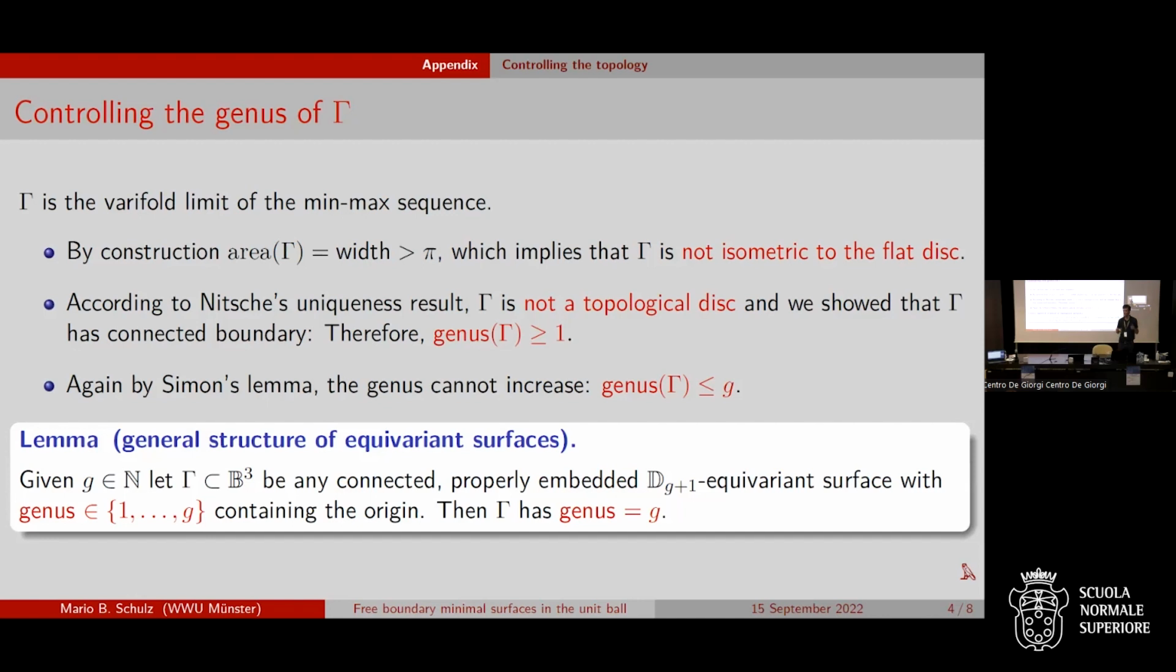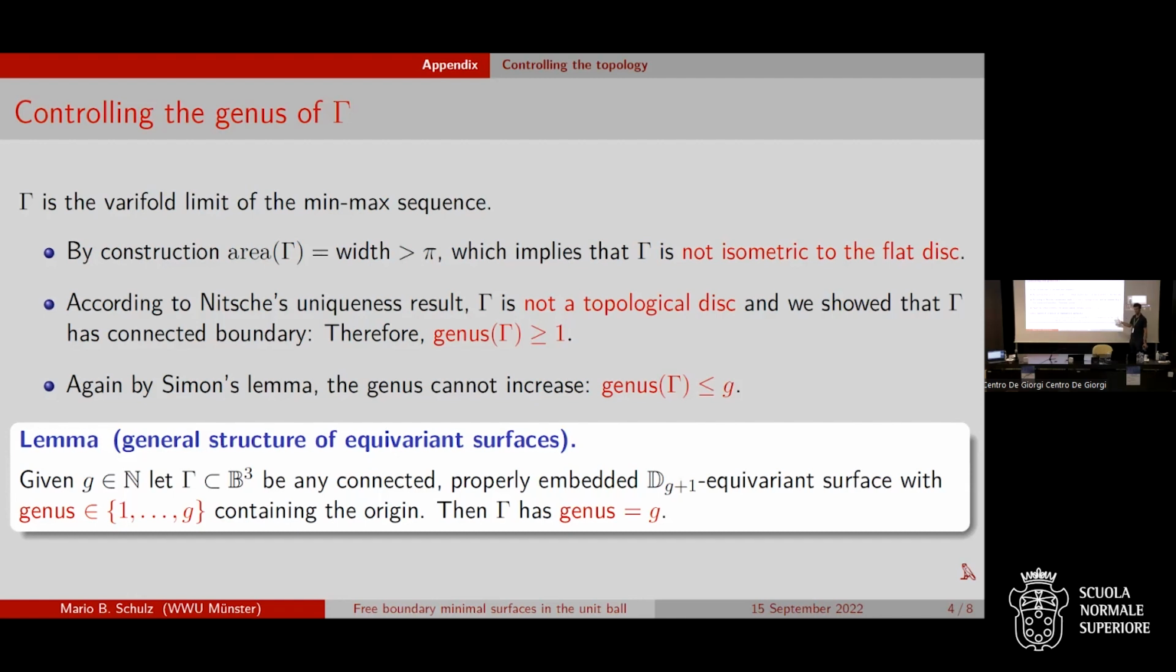Decorative handles in our sweepout would have disappeared in the limit. And that's a good thing, right? Because if we had done that, they shouldn't be there in the limit. So imagine our sweepout had very small decorative handles along it. They should be gone in the limit. So genus should decrease in the limit, but it cannot increase. That's part of the min-max theory. So we know our surface has genus between 1 and g, and then we prove a general structure of equivariant surface lemma, stating that any connected properly embedded equivariant surface with genus between 1 and g must have full genus g.